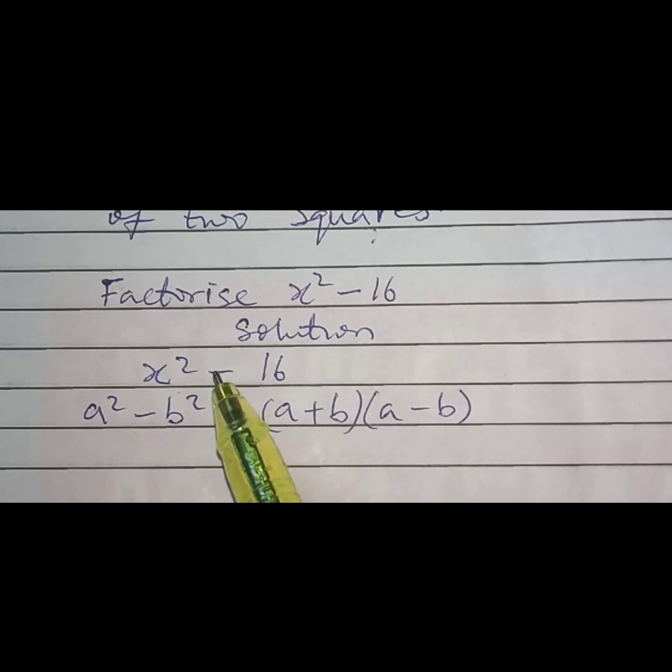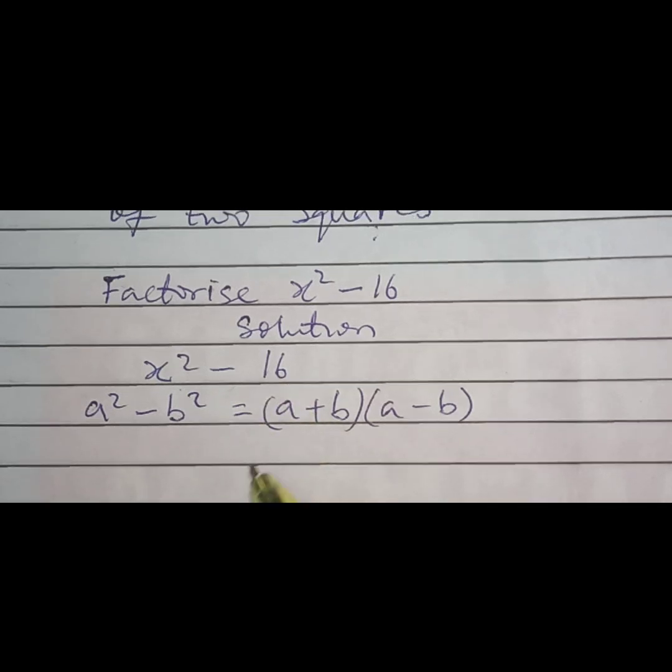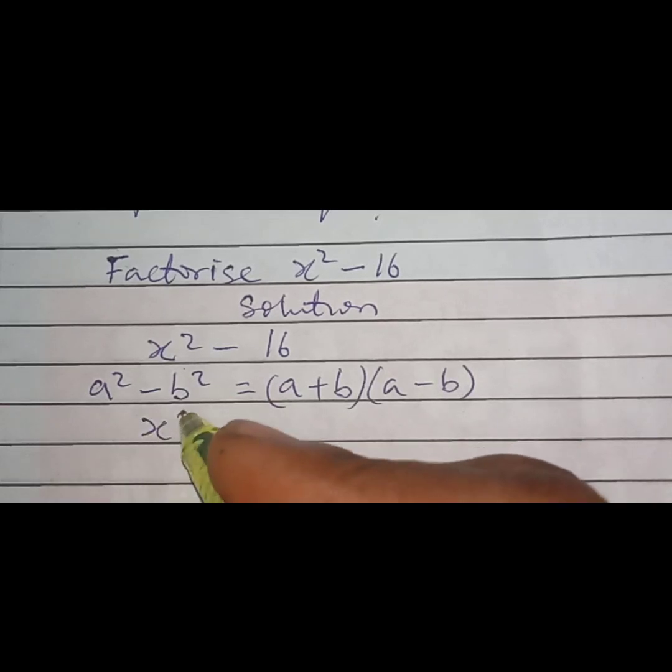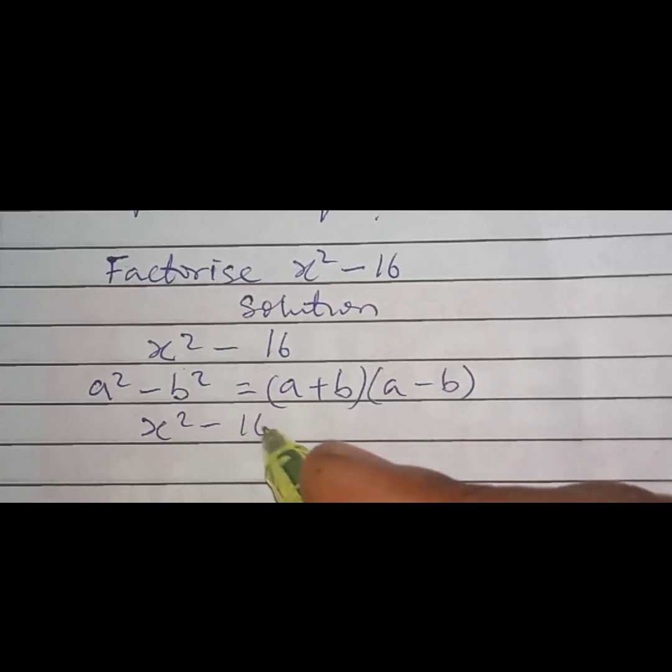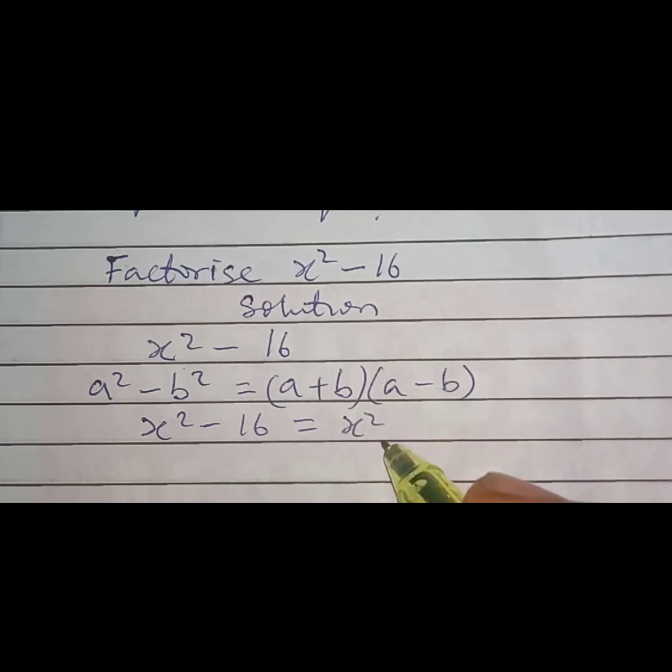So this question is not yet in this form, a squared minus b squared. We have x squared here, that's one of the squares, but this 16, we also have to reduce it to make it look like this b squared here. So let's start. So we have x squared minus 16. So this is equal to x squared minus, and 16 here is 4 times 4. That's what will give us the square.